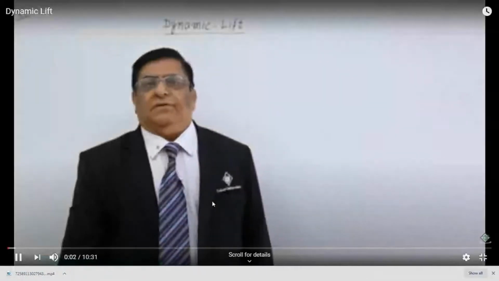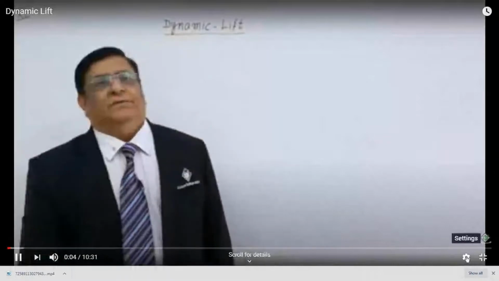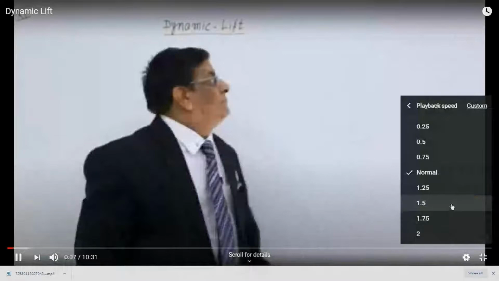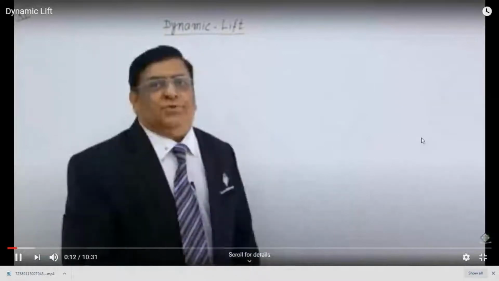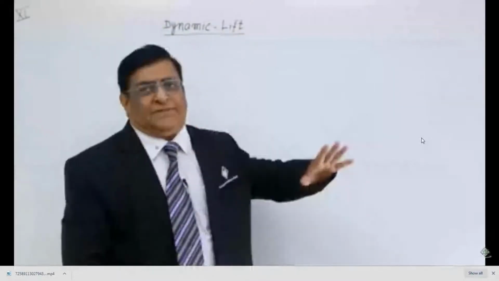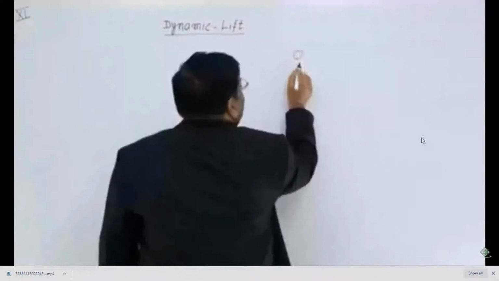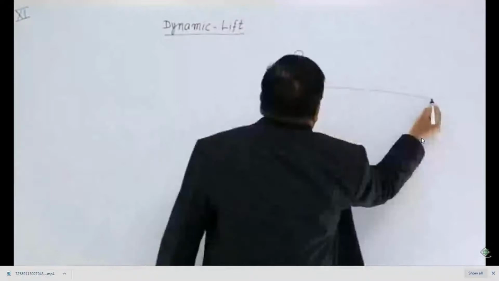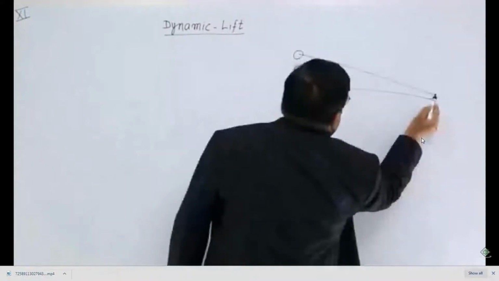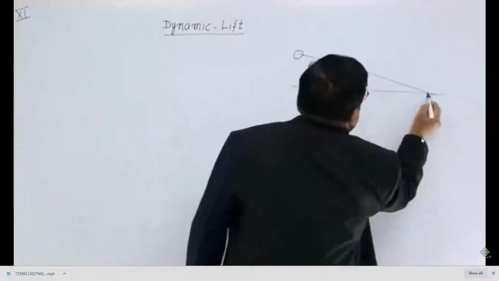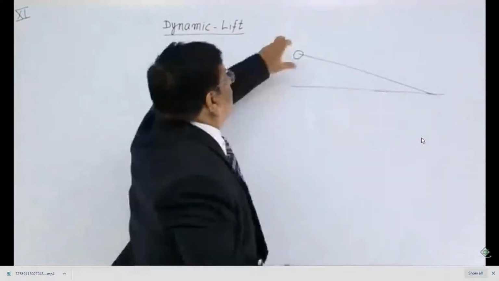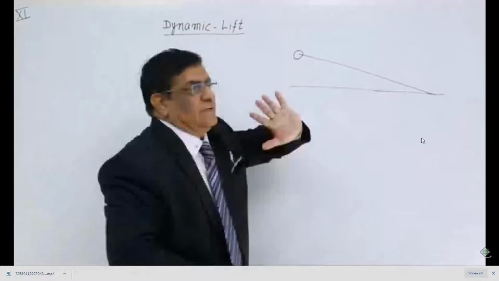We will see certain examples using Bernoulli's theorem, which are known as dynamic lift. When a bowler is throwing a ball towards the batsman, here he is neglecting the projectile motion. We can say he is throwing the ball in this direction. Okay, this is the straight line. The ball will go like this. This ball is not spinning and it goes like this.